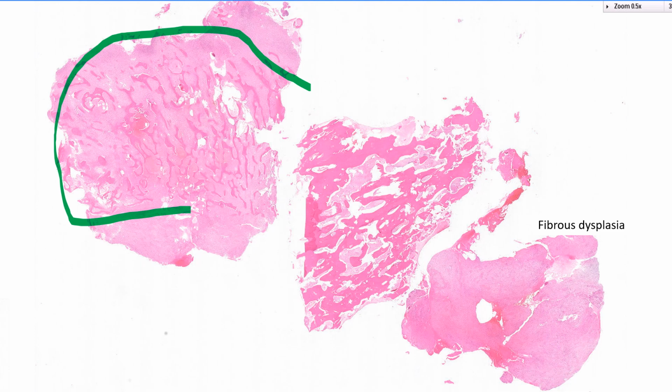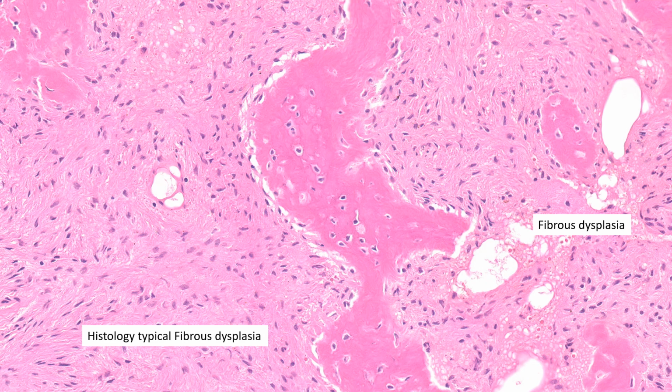You can make that diagnosis even on low power. And then there's another area that certainly does not look typical because it does not have those bony trabeculae. So I'm going to show you an image from there. So here's that image from the leftmost fragment of the three fragments. And if you look at this, this looks classic for fibrous dysplasia, right? Bony trabeculae, nothing in terms of osteoblastic rimming, very bland spindle-shaped cells.